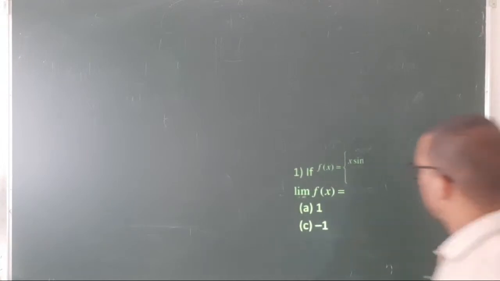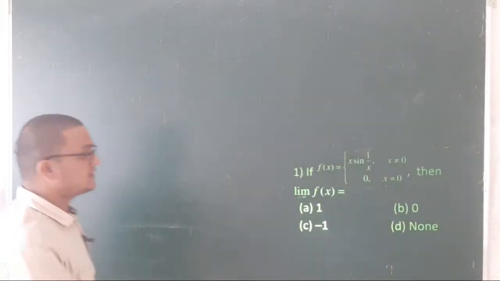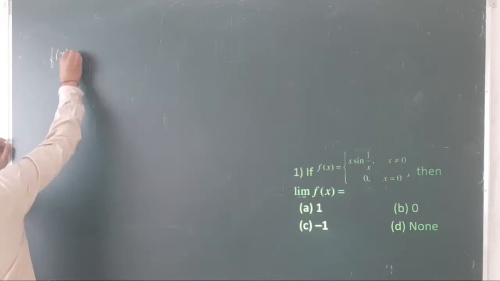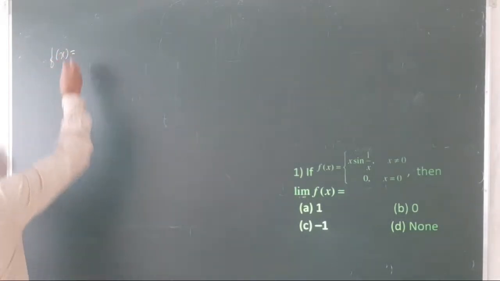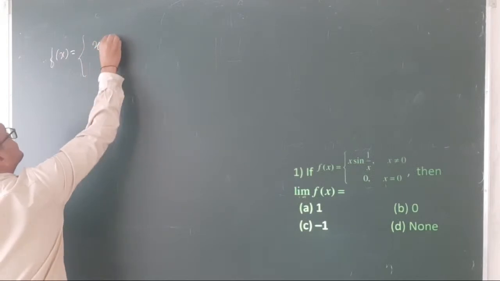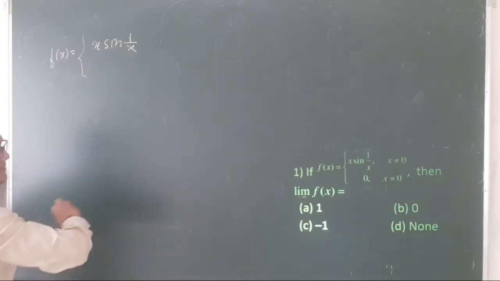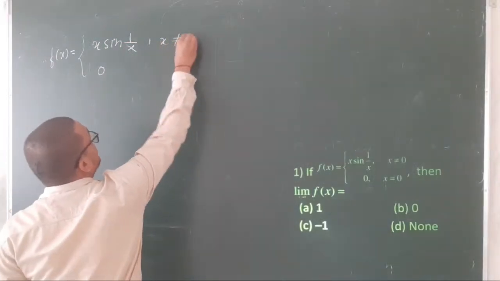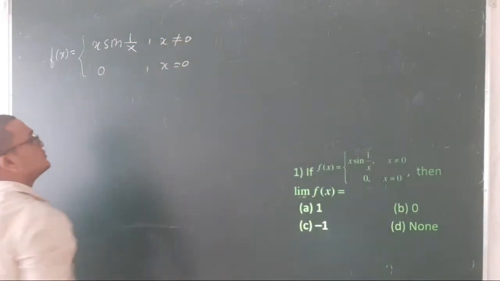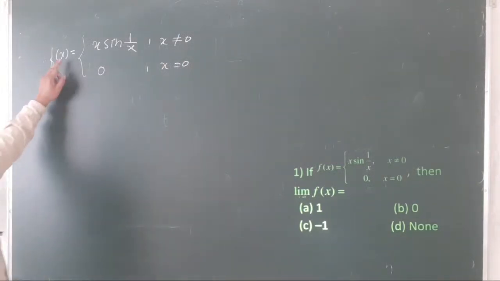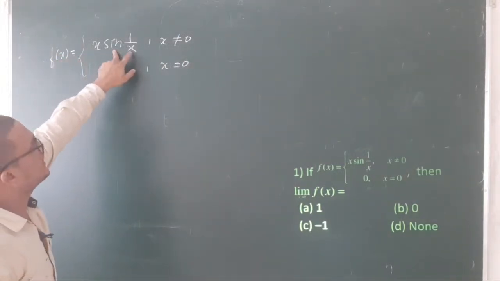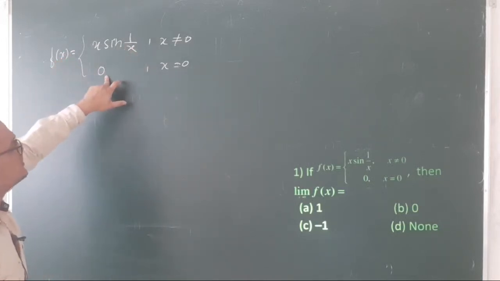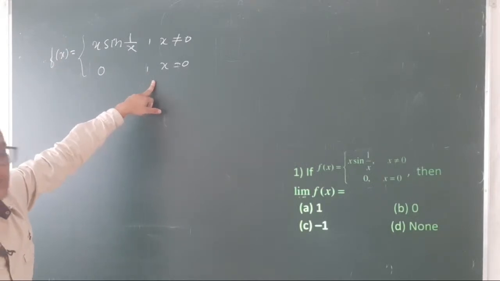Okay, I think it's the last adjustment. What is that function, if it's not visible? f of x is equal to x into sine of 1 by x if x is not equal to 0, and f of x is equal to 0 if x is equal to 0.